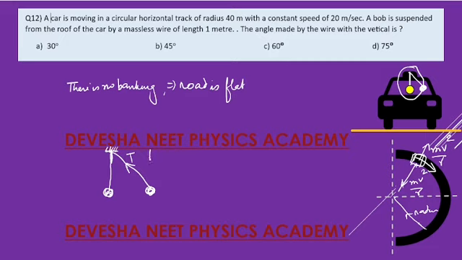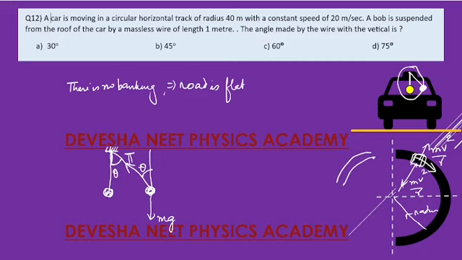Now what is the force acting downwards? This is equal to mg. Imagine that this is T and this is theta. This is the tension on the string because now the bob has moved like this. It was initially here, but since the centrifugal force is pushing it outwards, it has gone this side.